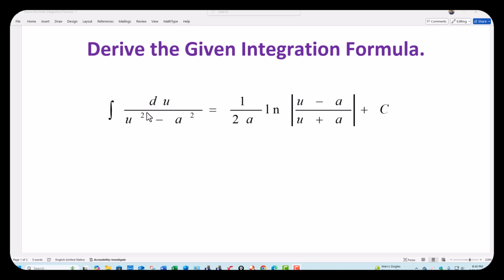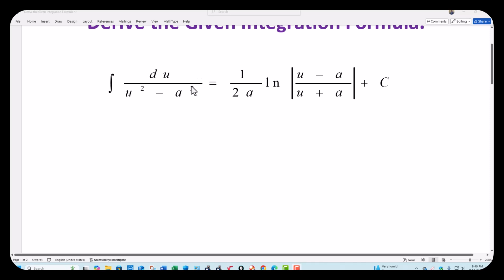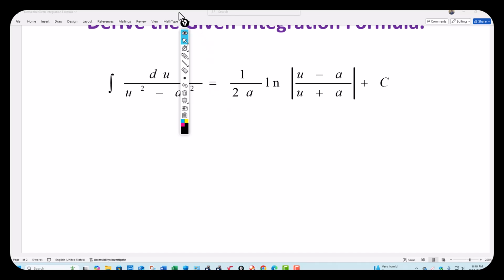Now you can also recognize this as a rational function. So integrate the partial fractions decomposition is also going to work on that. And because you don't have any repeated factors, you have u minus a times u plus a, the setup, finding the constants, is fairly easy. But we're going to derive this particular formula instead of using partial fractions. I'm going to set it up this way. I've done this before in other videos. Partial fractions is not bad here.